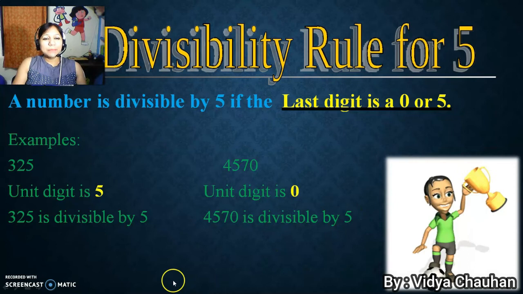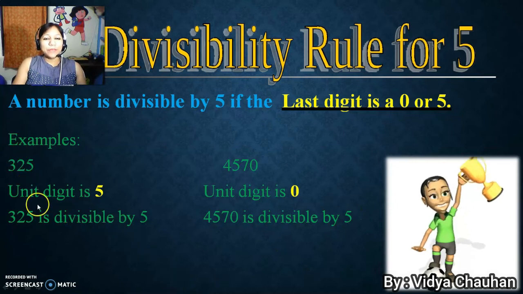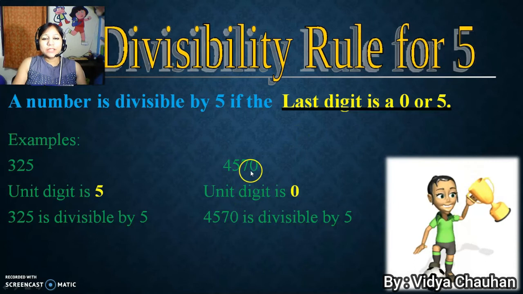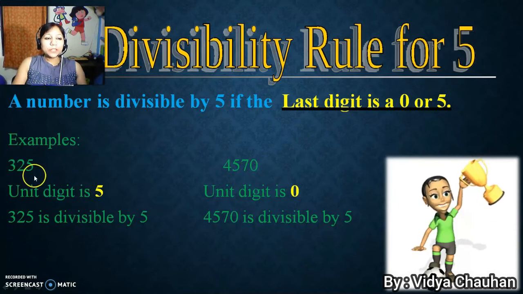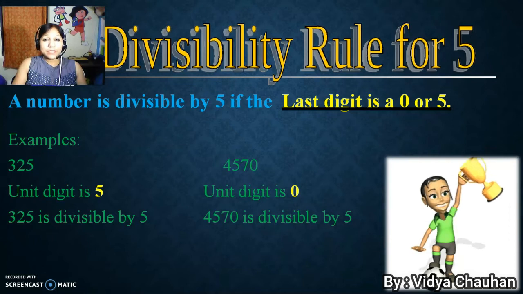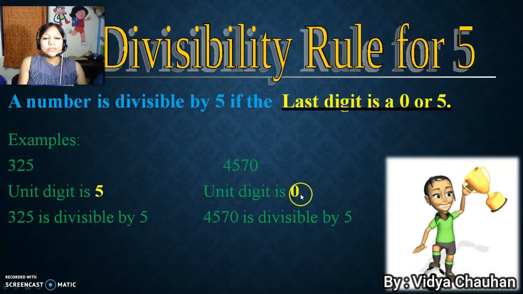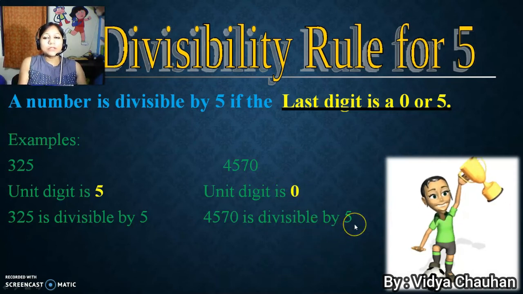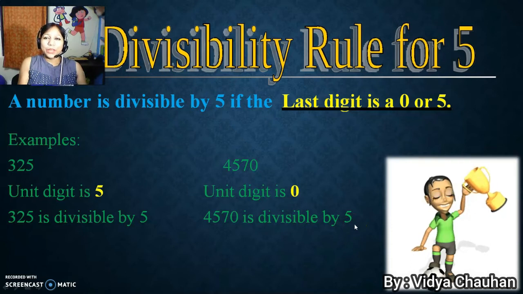I have taken two examples here, the numbers 325 and 4570. You can see that the unit digit of my first number is 5, and yes, 325 is divisible by 5 because it satisfies the divisibility rule. Similarly, in the second number, 4570, the unit digit is 0, and since we have 0 at unit place, this number is also divisible by 5. So I hope the divisibility rules for 2, 3, 4 and 5 are clear to all of you.